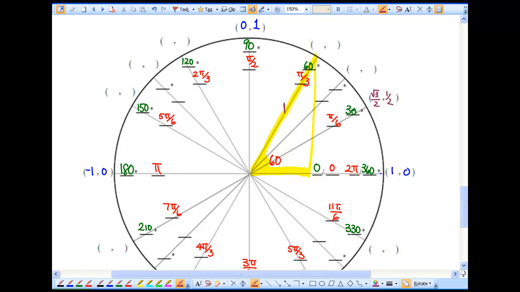This is 1. In this case now this is 1/2. And this is root 3 over 2. So what are the coordinates at 60 degrees? You got it. 1/2 for x, root 3 over 2 for y. Good. Okay, I'll do a few more with you, and then I'm going to let you try the rest on your own, okay? The next one is this one, 2 pi over 3.